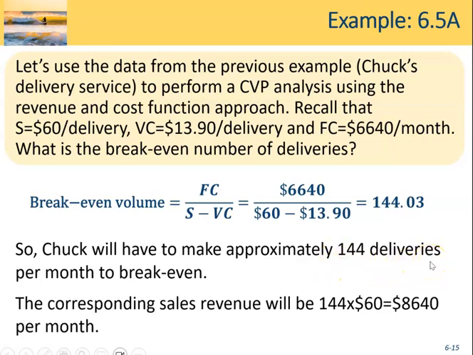So if Chuck does make 144 deliveries in the month, what's the sales revenue going to be? Well, we know that the sales price that we charge our customers is $60 per delivery. And if we make 144 deliveries, then our sales revenue, or total revenue for that month, is going to be $8,640.